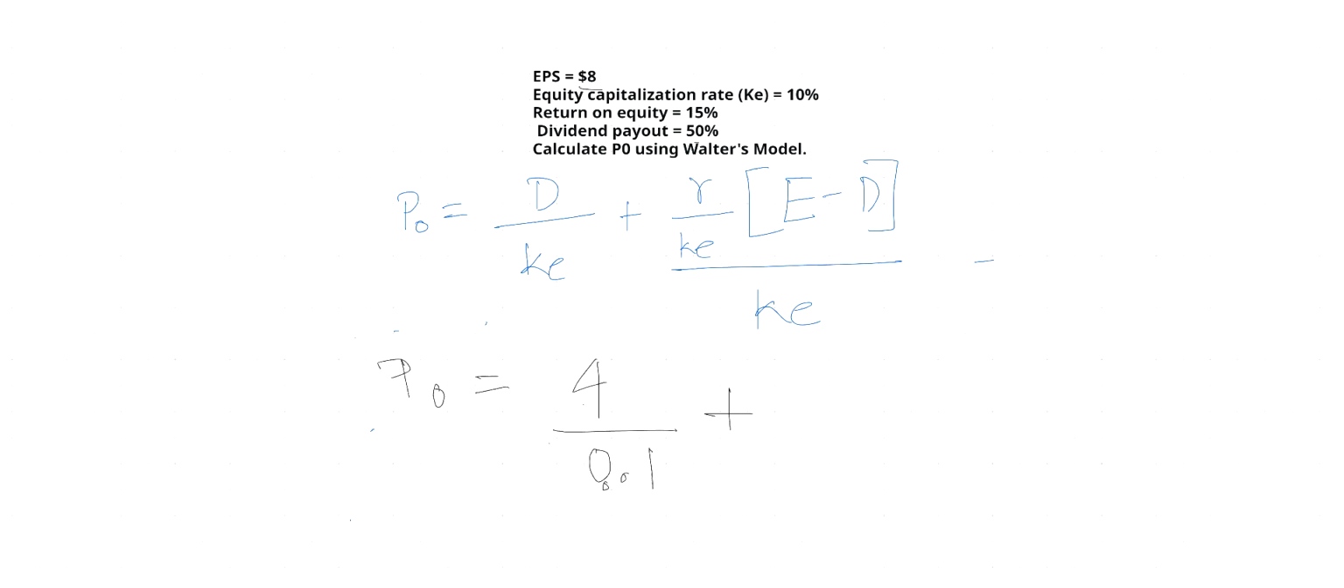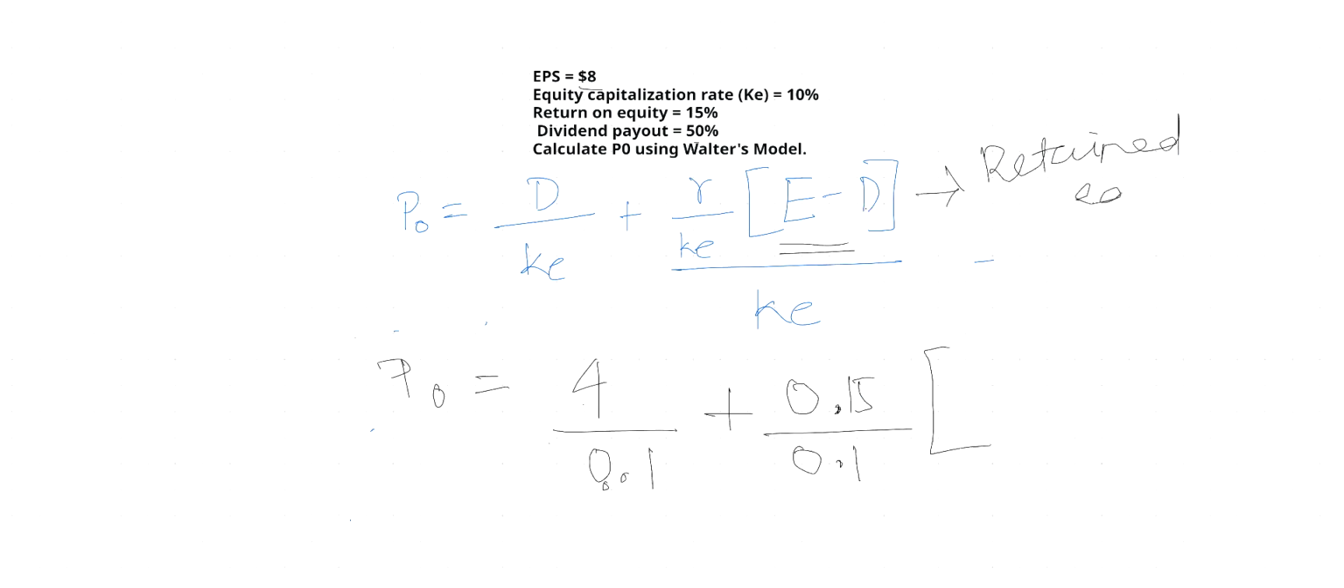plus R by KE. So what is the R of the company? Return on equity is 15%, which is 0.15 divided by KE. KE is again 10%, 0.1 multiplied by E minus D. So listen, this E minus D is nothing but the retained earnings of the company.